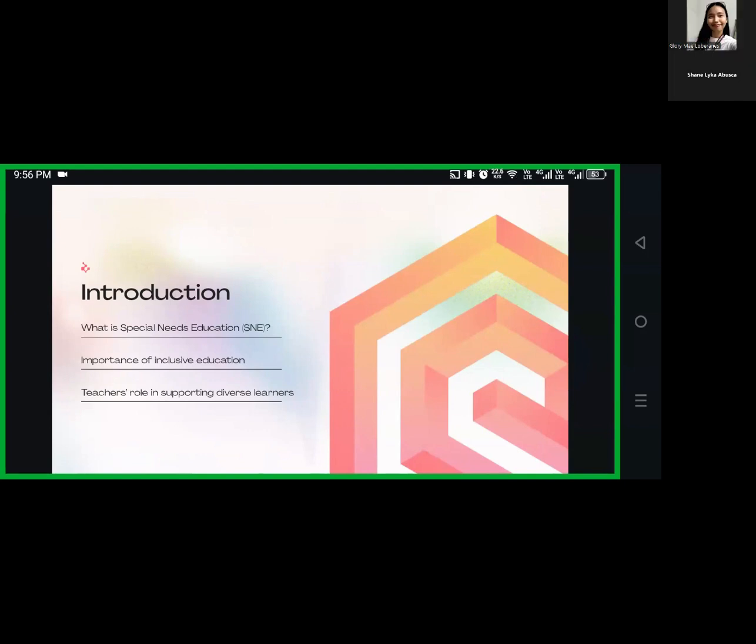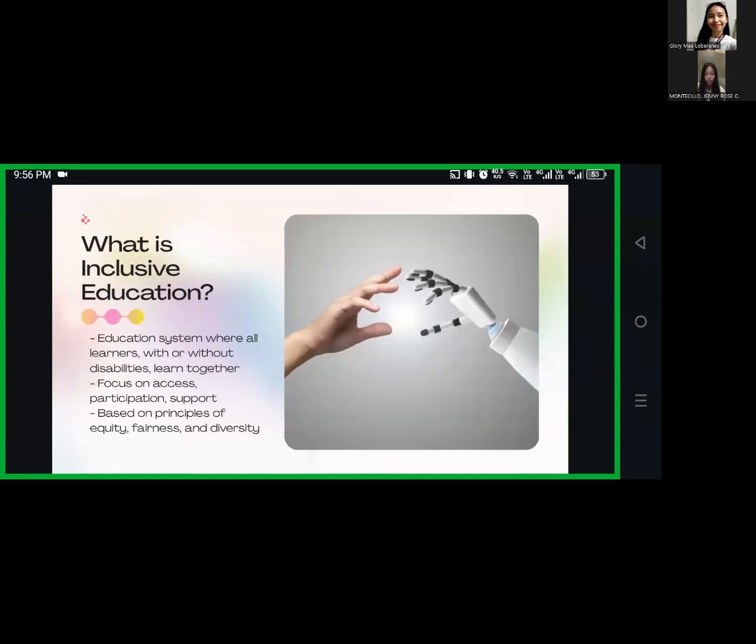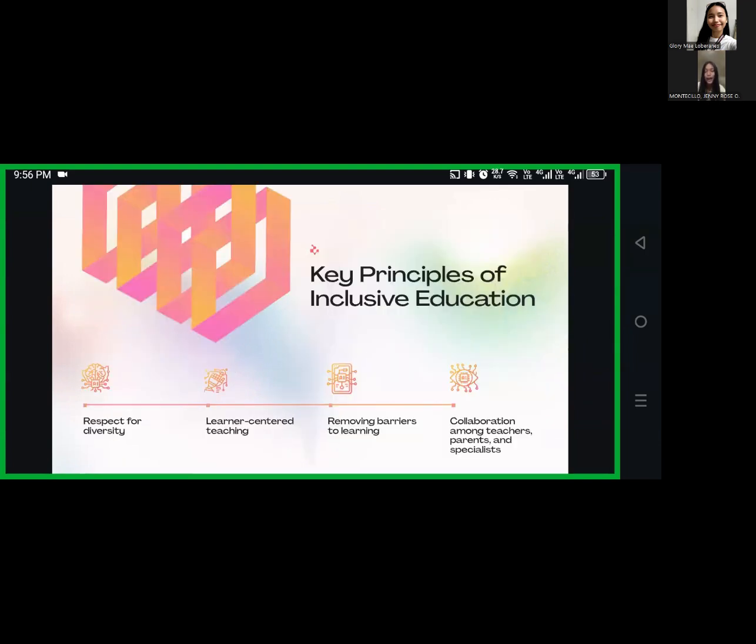Good day, everyone. Special needs refers to educational programs designed to meet the needs of learners who have disabilities or learning difficulties. These learners may require modifications in instruction, materials, or learning environment. Inclusive education, on the other hand, means educating all learners, whether with or without disabilities, together in the same classroom. It focuses on adjusting teaching methods to meet diverse needs rather than changing the learner. Inclusive education promotes equality, acceptance, and respect for diversity.